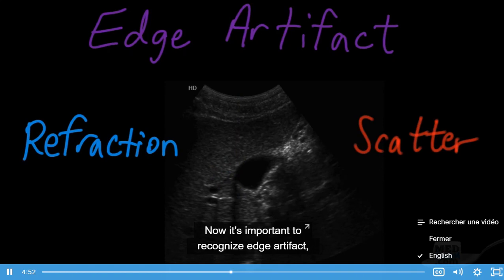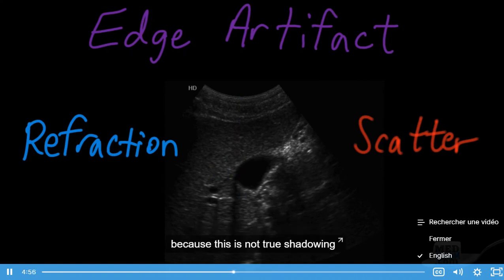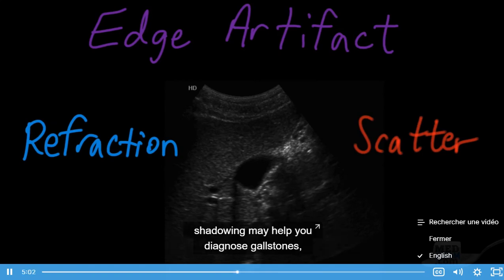Now, it's important to recognize edge artifact because this is not true shadowing in the sense that we previously discussed. And in the case of the gallbladder, shadowing may help you diagnose gallstones, where edge artifact could be mistaken as gallstones if you don't recognize the artifact properly.